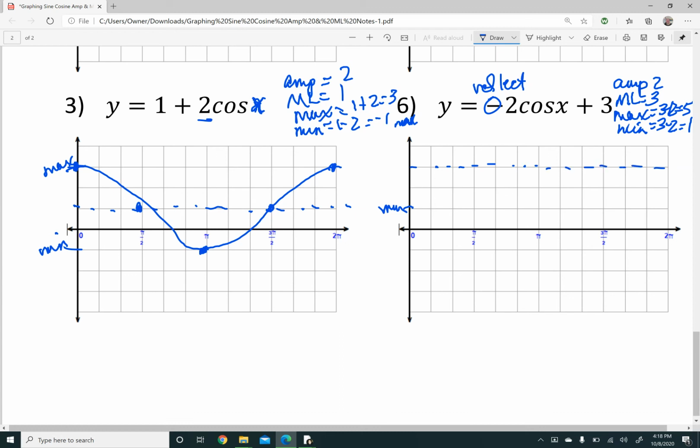Okay. Cosine usually starts at the max, but instead we're going to start at the min. Then we're going to go to the midline, then to the max, then to the midline, then to the min. So your graph is going to look like this. And so that's what you're going to do when you're graphing sine and cosine, using your amplitude and midline, finding your max and your min.